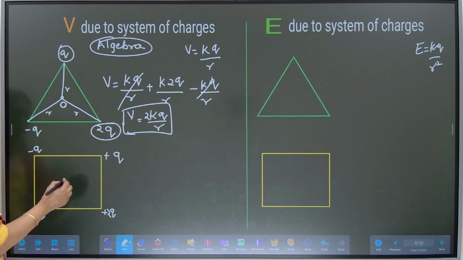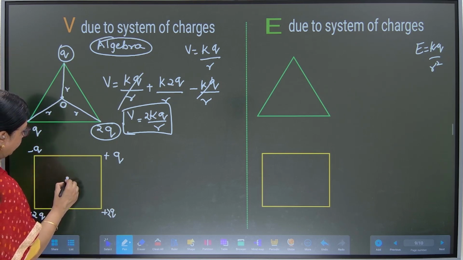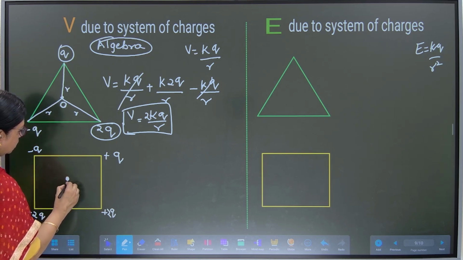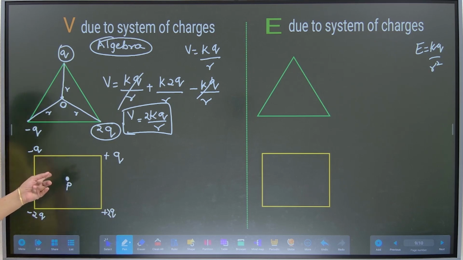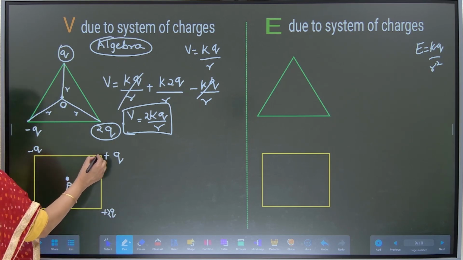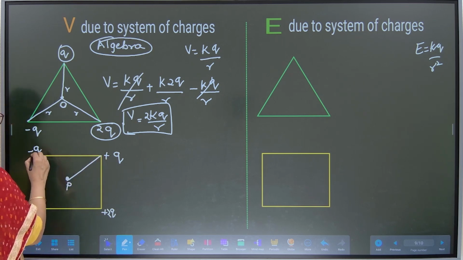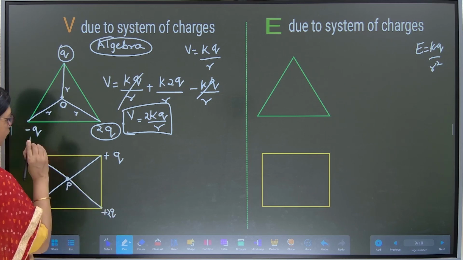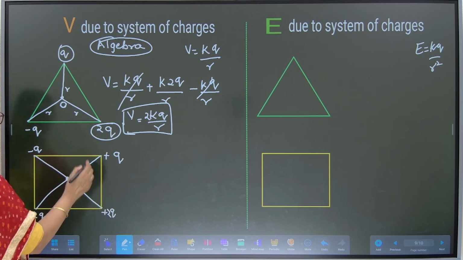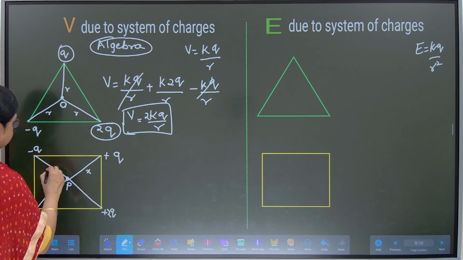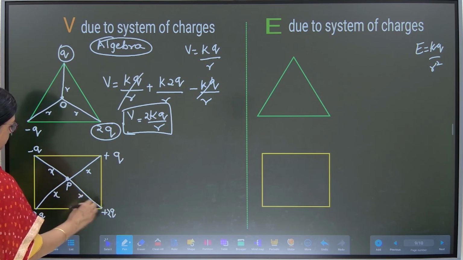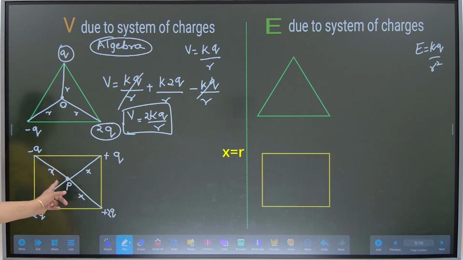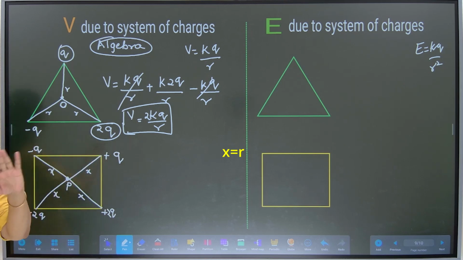Now I am asked to find out the potential at the point P, which is at the center of this square. With the help of algebra, the distance between the point and charges you can find out. I am not going into the calculation part here. I can write it as x, all are equal because this is a square. The distance between the point and each charge is x.